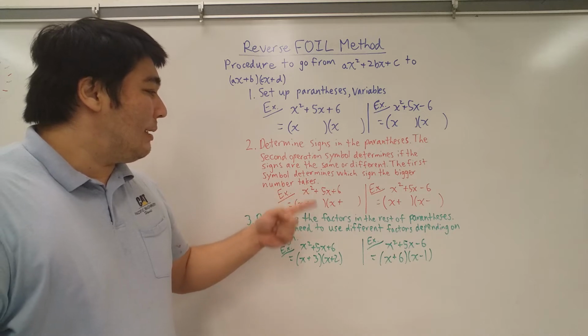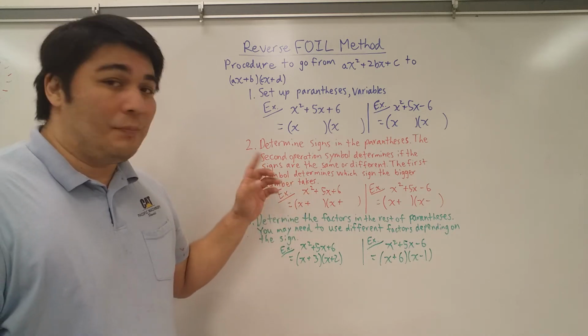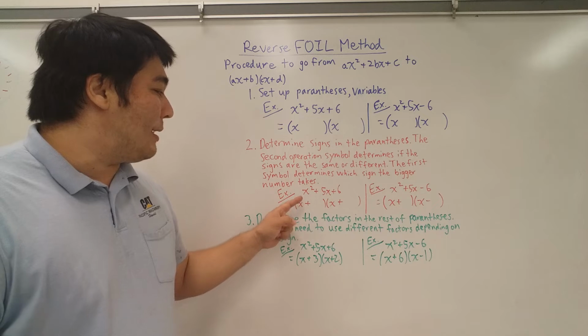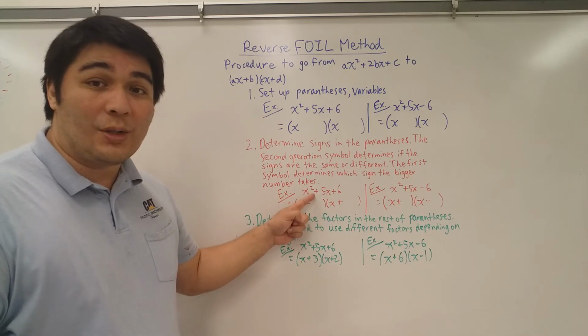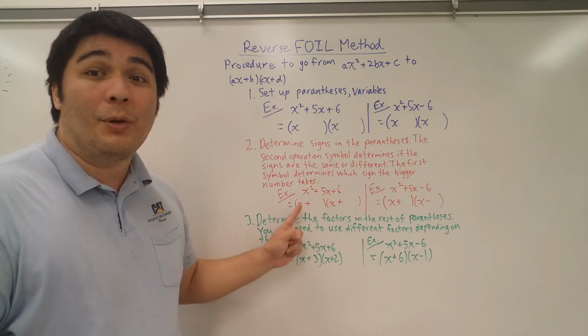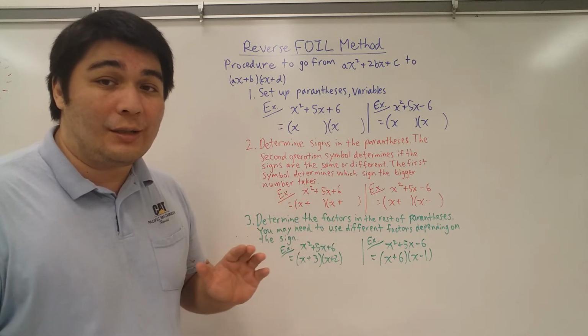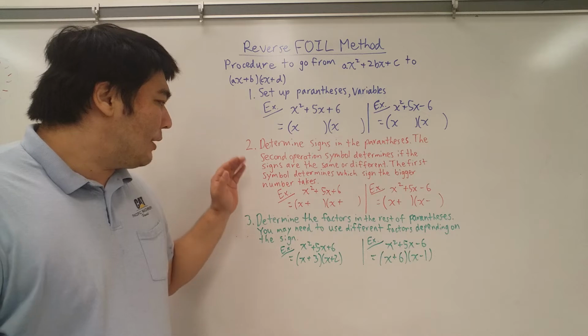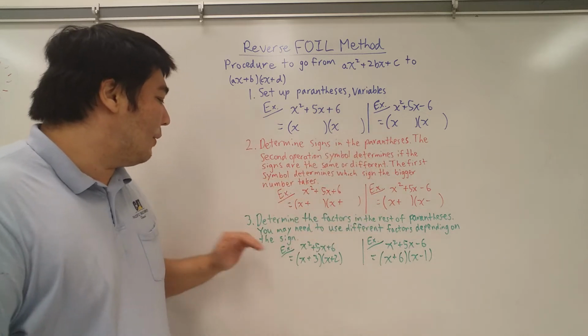Now, the only thing that I wasn't able to draw in this one, to keep everything within the same space, is that if this first sign right here is negative, then both of these will be the same, but they will both be negative. So I just want to make that very clear. So that's how to do step number 2. Let's go on to step number 3.